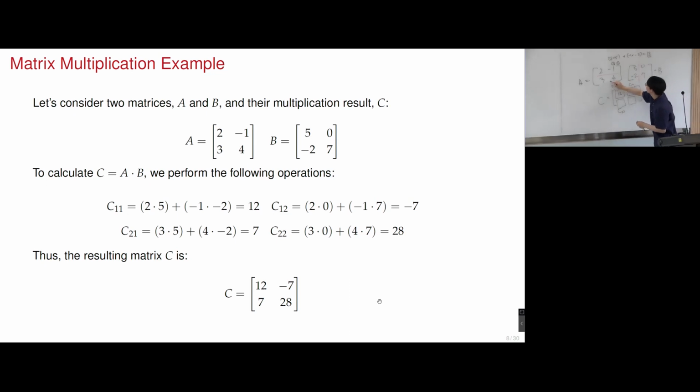So 3 times 5, 15. 4 times minus 2, minus 8, that's 7, right? I'm not good at calculations. 7, yeah, okay. And then C22, we get 3 times 0, 4 times 7, and 28. And that's the multiplication, right?